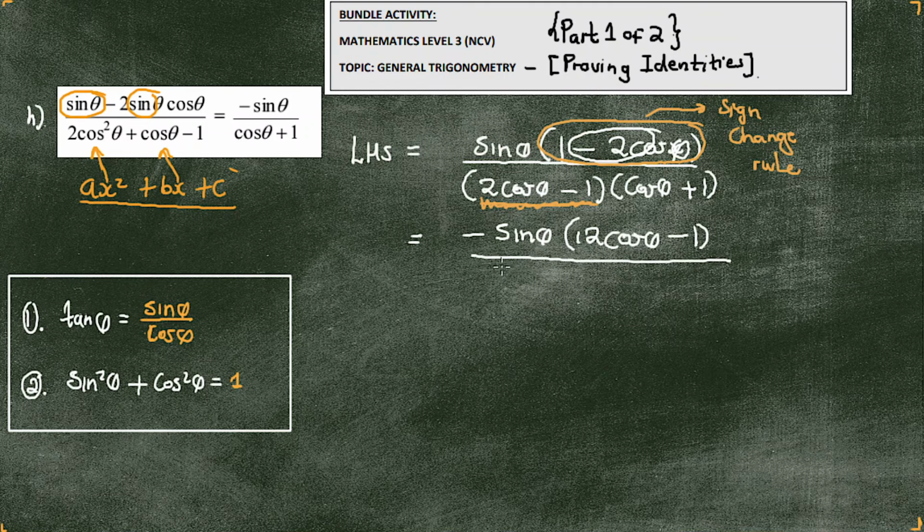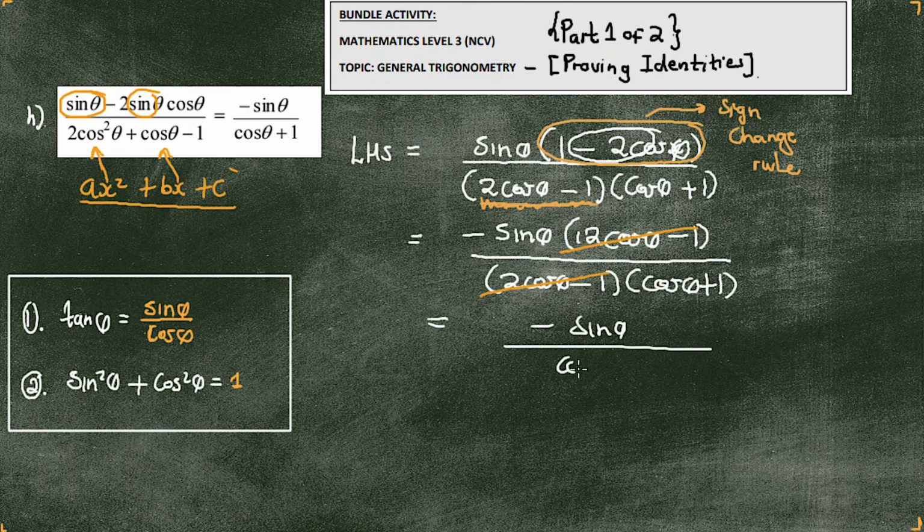Divide by, it's now the same as the one below. That was the whole point of doing the sign change. So you now have this cancelling out that, equal to a minus sine theta over cos theta plus 1. You now have the right hand side being equal to the left hand side.